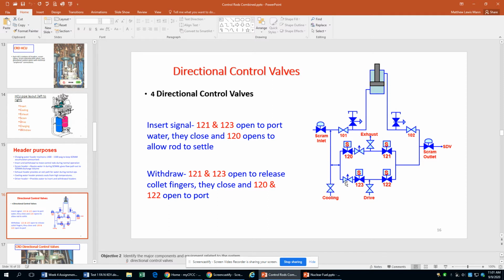So here is a bow tie, here is a bow tie. If it's this lighter blue, that means that it's open, and this darker blue means that it's closed. So these with S's, these are solenoid valves. So they are controlled by magnets. So if the power went away, it is going to fail these in the appropriate way. And then here are our scram inlet and scram outlet, and those are pneumatic valves. They are controlled by air.